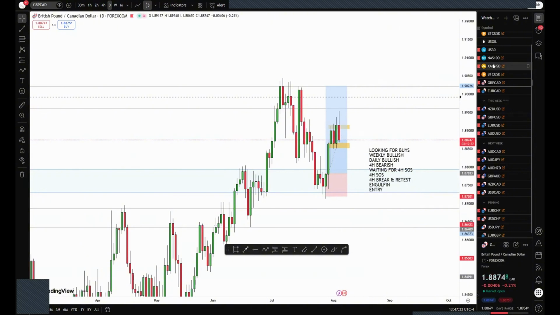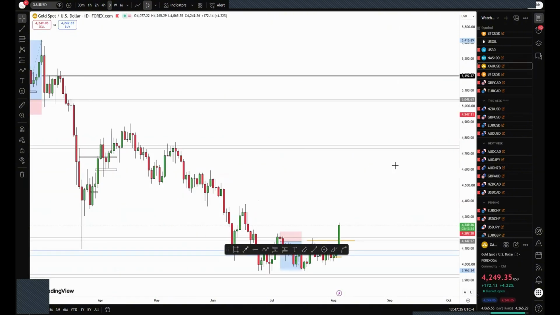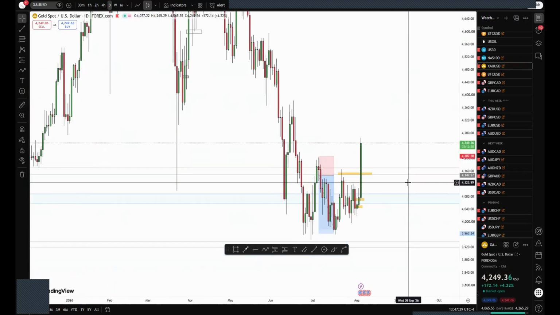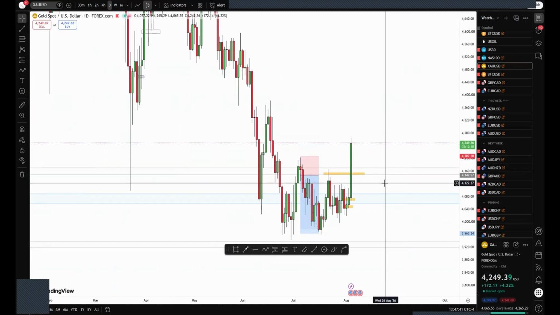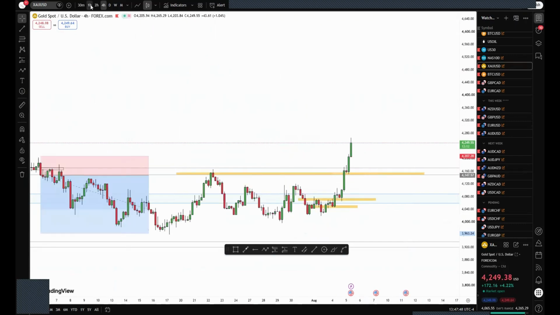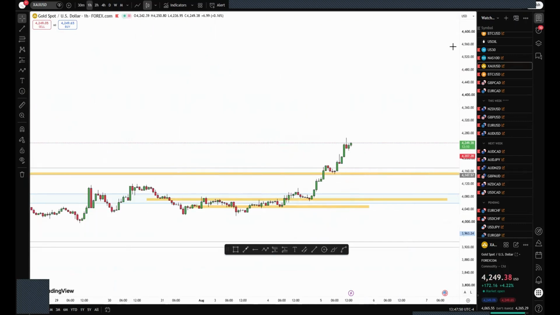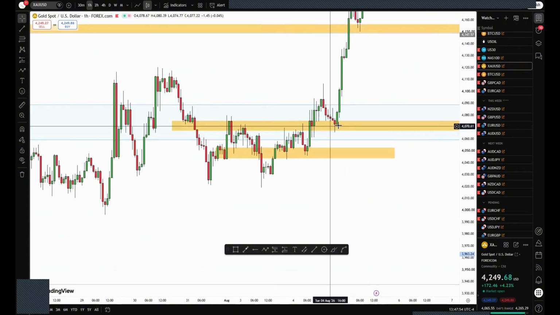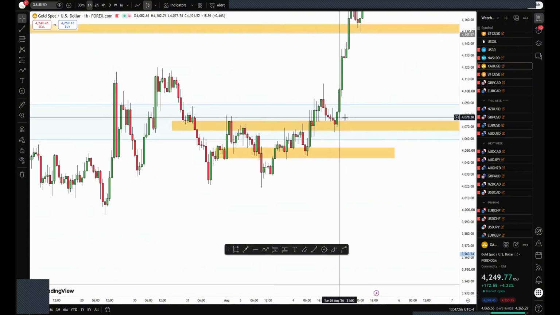So I think that's it. ZAR USD has finally bought, so next week we can be looking for sales. And people who caught these buys should be celebrating right now, especially in the 1 hour time frame. If you saw this, you should be very happy right now.